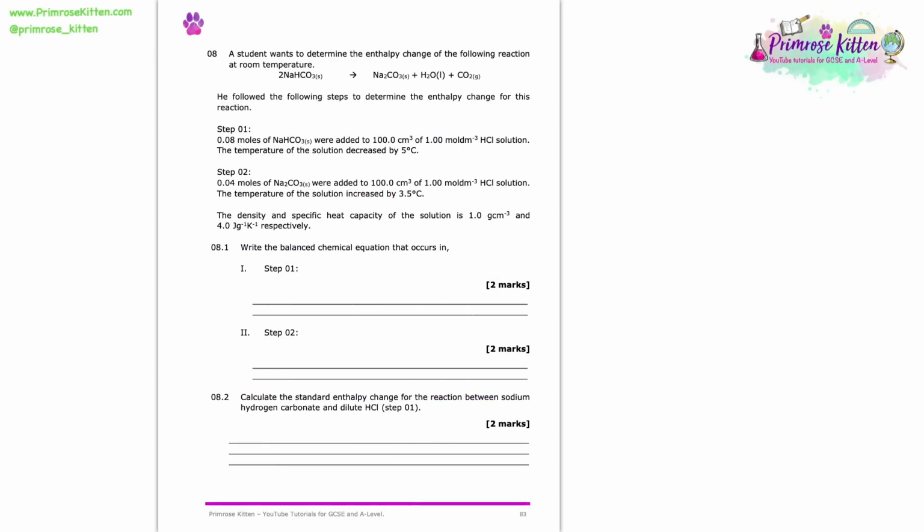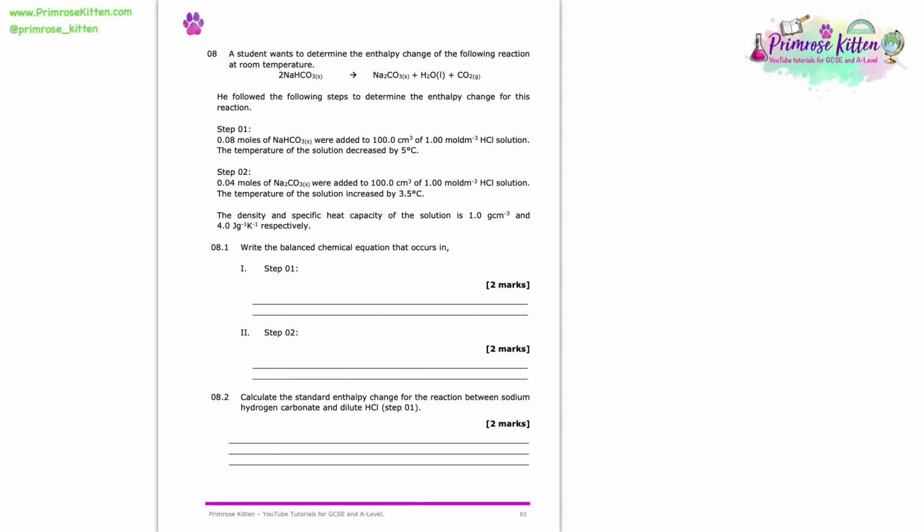So here we've got quite a big wordy question. We're told that a student wants to determine the enthalpy change of this following reaction at room temperature. So here we've got sodium hydrogen carbonate decomposing to form sodium carbonate and water and carbon dioxide. So we're told that he followed the following steps to determine the enthalpy change for this reaction.